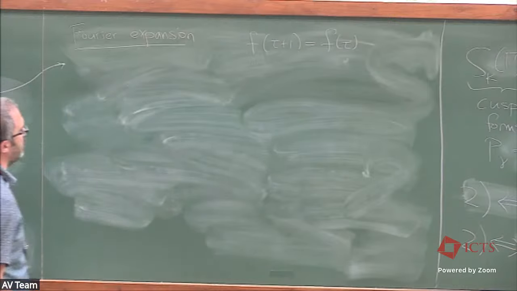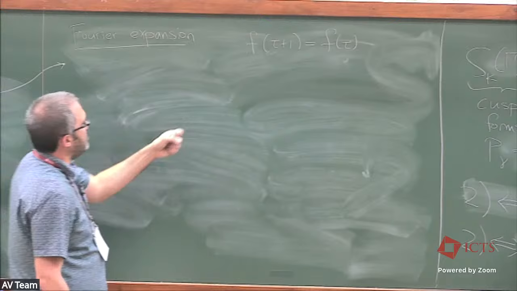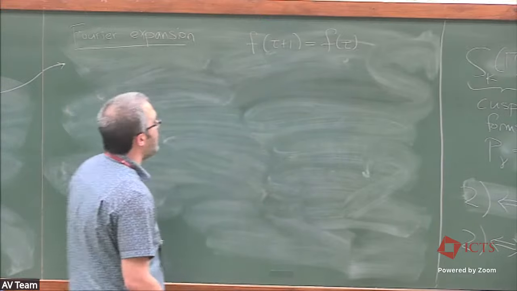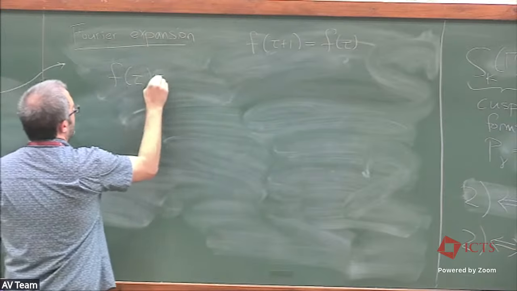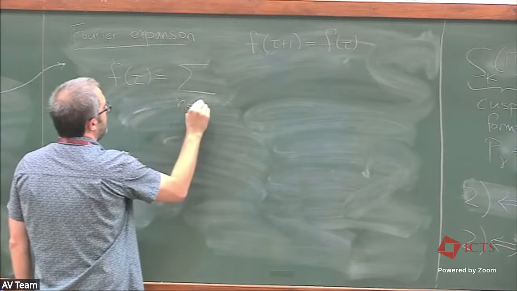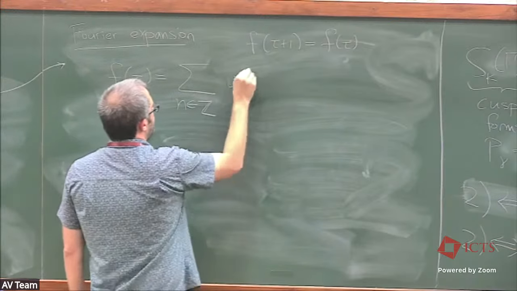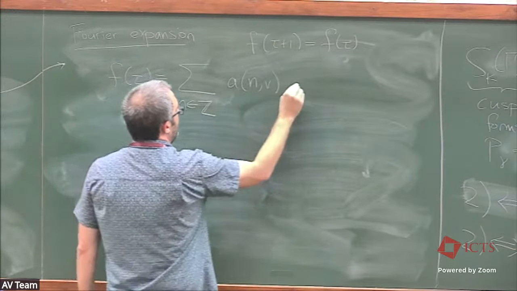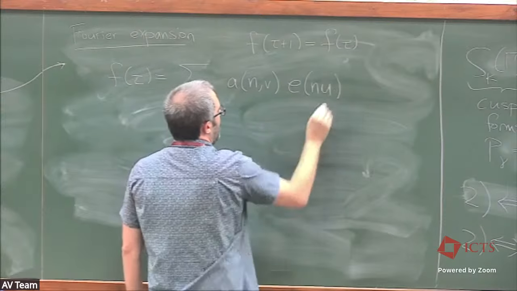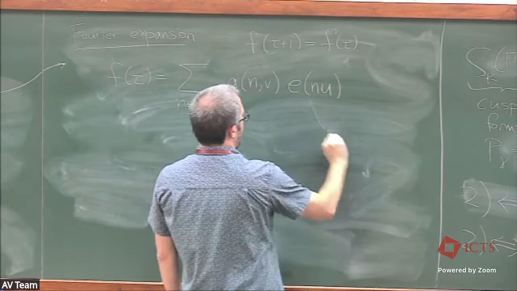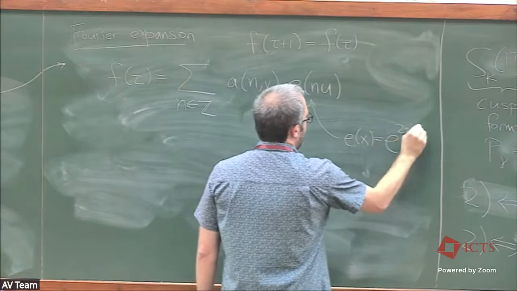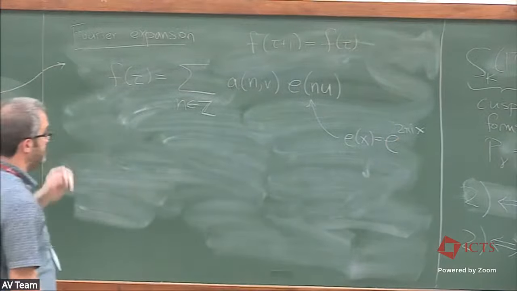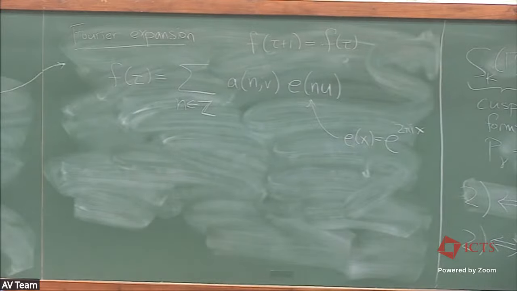So I'm just going to work in this case. Because f is periodic of period 1, it's going to have a Fourier expansion that looks like the sum over n in Z of a_n(v) e(nu). And this notation here is going to come up a lot. We'll say e(x) is e^(2πix). That's a standard abbreviation there.